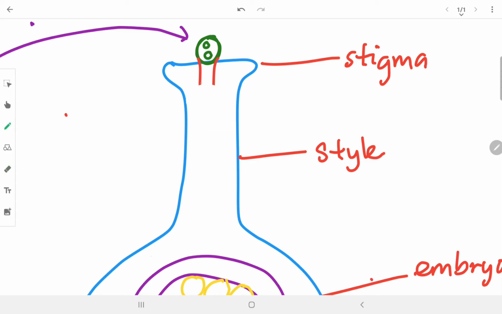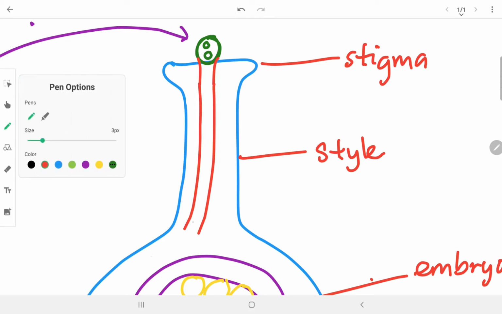This tube, pollen tube, will elongate down the style, okay, elongate down the style towards the embryo sac. Okay, tengok di sini ya.